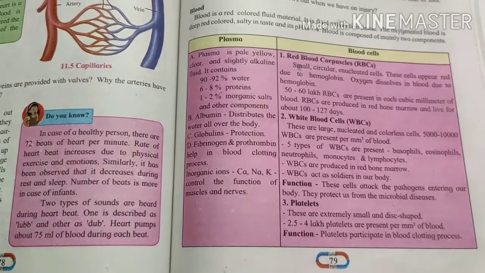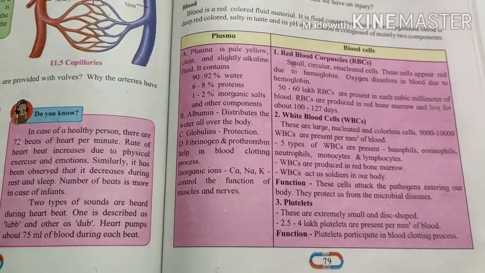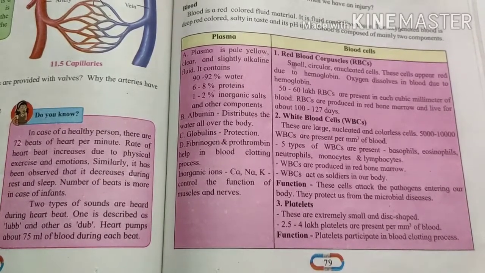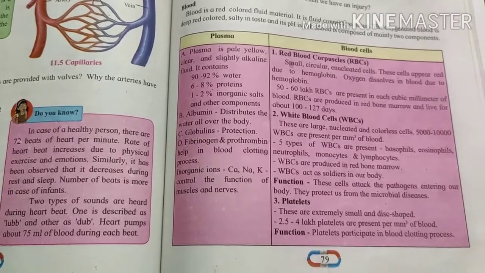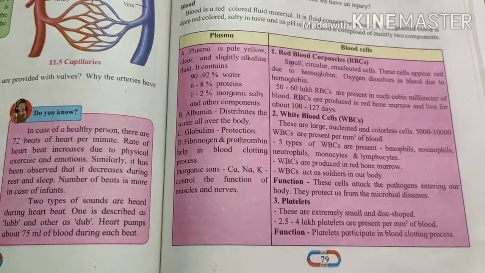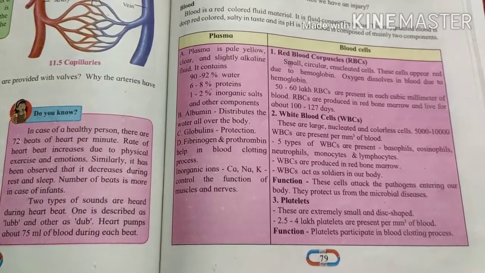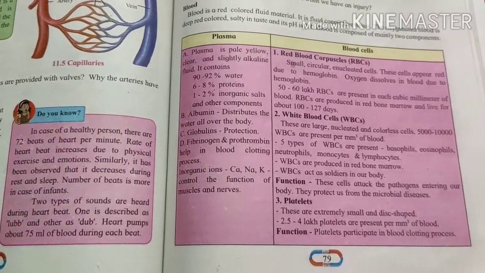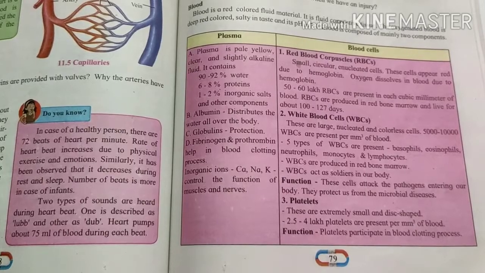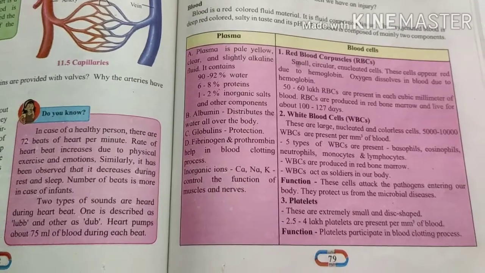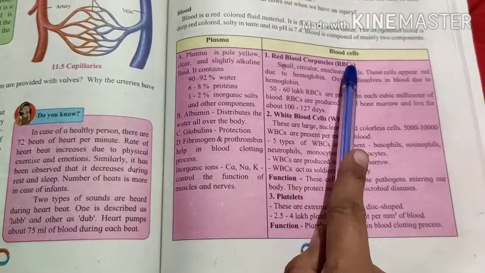Oxygenated blood is deep red colored. This blood is salty in taste, and when you check its pH, it is 7.4. Blood is mainly composed of two components, or it is made up of two factors. First is plasma and second is blood cells.